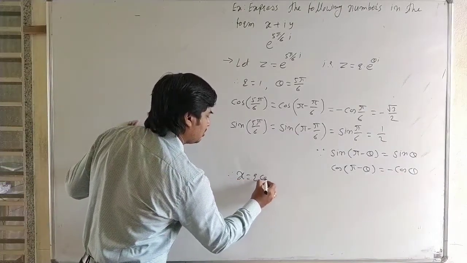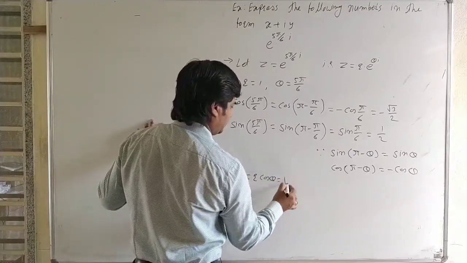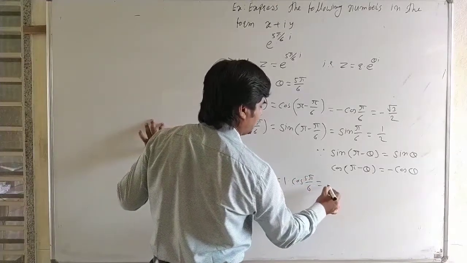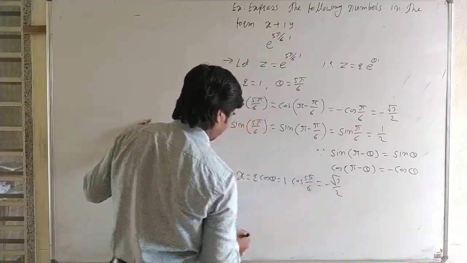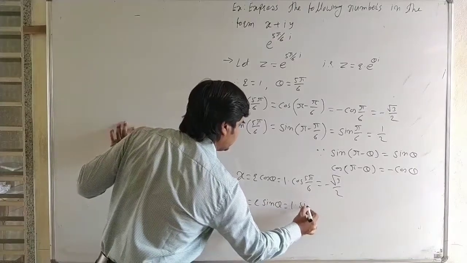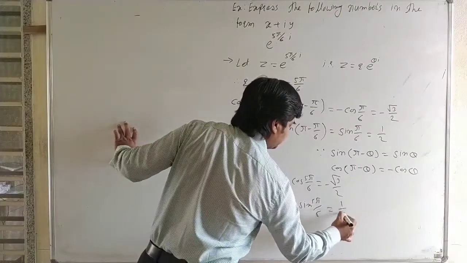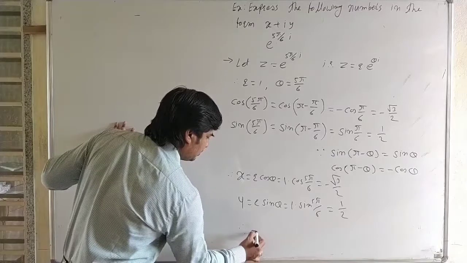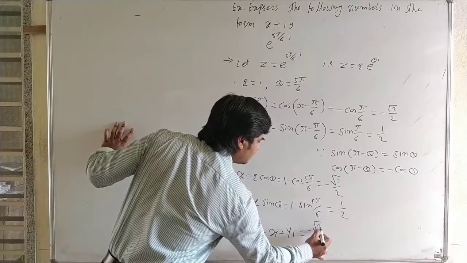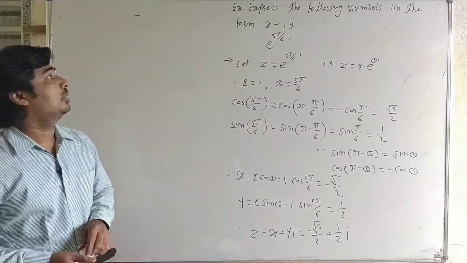Therefore x is equal to r cos theta. R is 1 into cos 5 pi by 6, and therefore 5 pi by 6, it is minus under root 3 by 2. Y is equal to r sin theta, 1 into sine 5 pi by 6 is equal to 1 into 1 by 2, and therefore z is equal to x plus yi, that is minus root 3 by 2 plus 1 by 2 i. It is in the form of x plus yi.